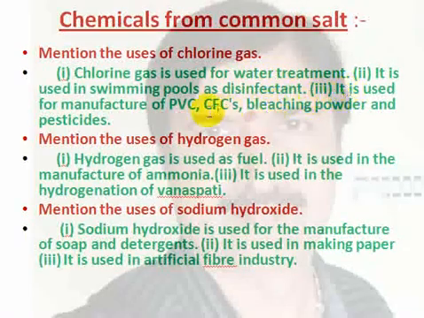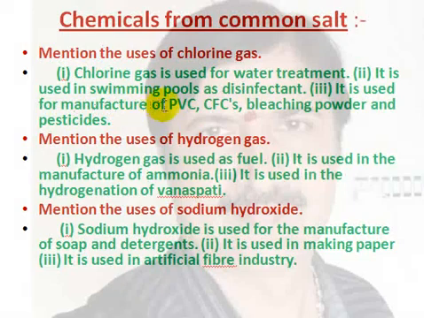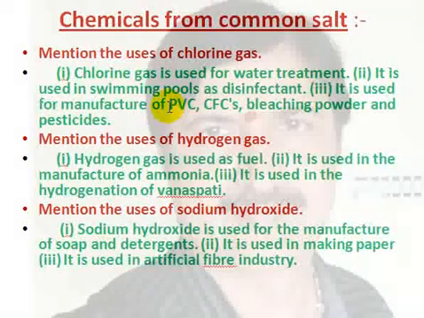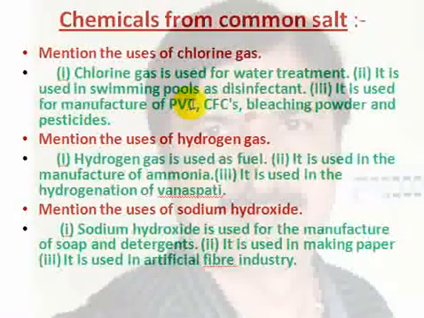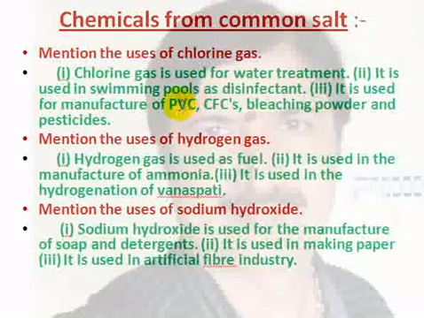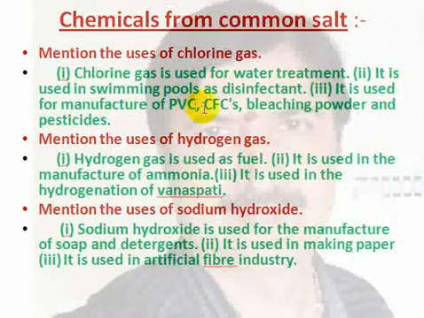Then chlorine gas is also used in the manufacture of PVC, polyvinyl chloride. Polyvinyl chloride is a polymer. We are using this polymer for the preparation of water pipe, PVC water pipe, you are familiar with that. So PVC stands for polyvinyl chloride. So chlorine gas is used there.